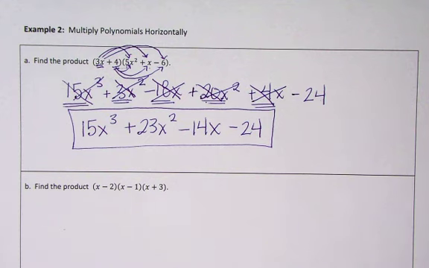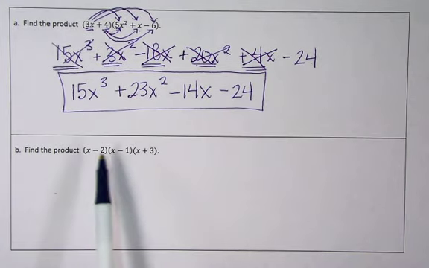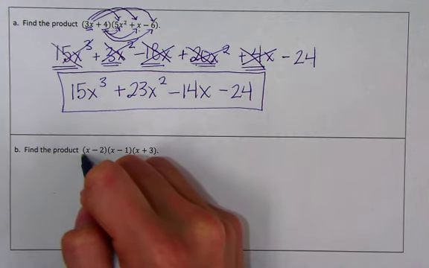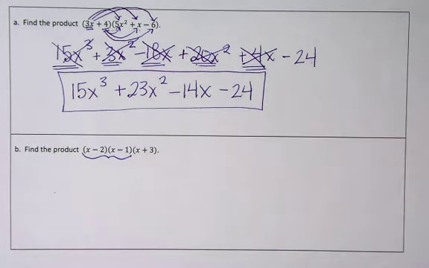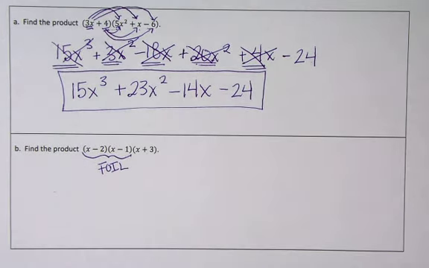Okay, moving on to example 2, letter B. You notice in letter B, we actually have 3 groupings here, 3 binomials that we're going to multiply together. So the first step is you can pick any 2 of the binomial groups and we're going to FOIL them together. We're going to FOIL 2 of them together.